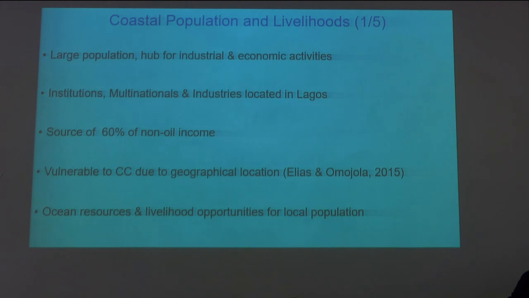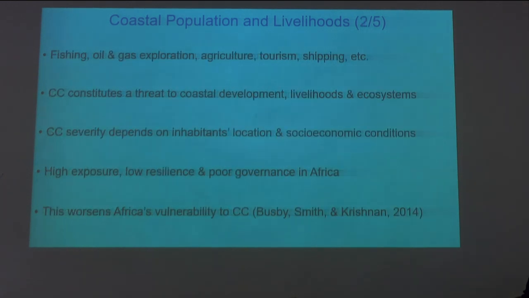And also the geographical location of our coastal areas or the coastal states make them vulnerable to climate change. We have a number of ocean resources and livelihood opportunities that are tied to population living along the coastal areas of Nigeria. Such livelihood options include fishing, oil and gas exportation, agriculture, tourism, and shipping. So climate change itself constitutes a threat to coastal development and livelihoods and the ecosystem in general.